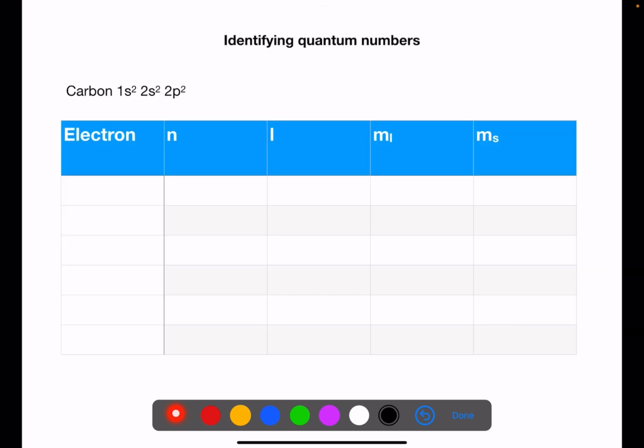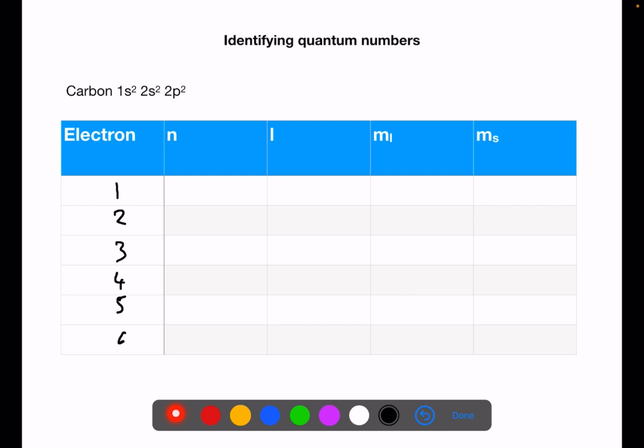Let's look now at identifying quantum numbers. Now we're going to do something you'd probably never be asked to do, which is to write out a quantum number for every single electron. And this is just so you can see how these addresses work. So if we say that we've got carbon and it's got 6 electrons, I'm just going to number the electrons. Imagine we're going from the nearest nucleus out.